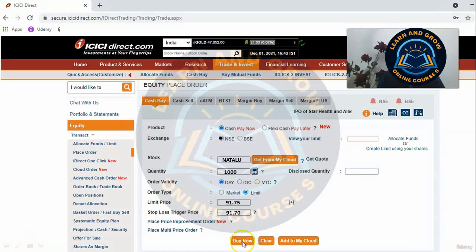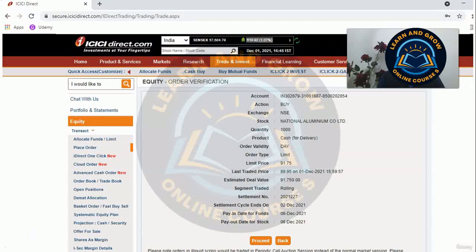So now I click on buy now. The moment I do this, it goes to the next screen, and here I can see all the details before I proceed further. Alright, so now you can see all these details. Limit price I have placed at 91.75 and the last traded price here is 89.95.